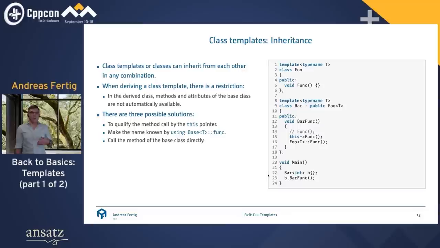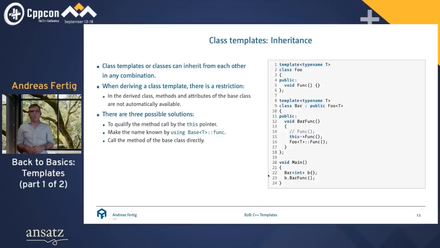And the simple reason for that is that there is not necessarily only one of these foos. You can publicly or privately derive multiple times from foo, just with a different type. So we can, as shown here, derive public foo of T, comma, public foo of double. That would work. And then there are two different functions called func.